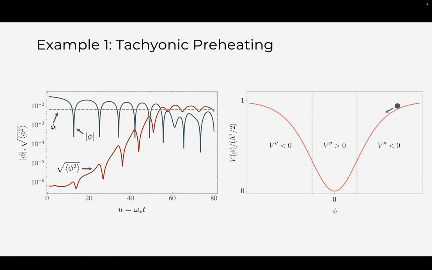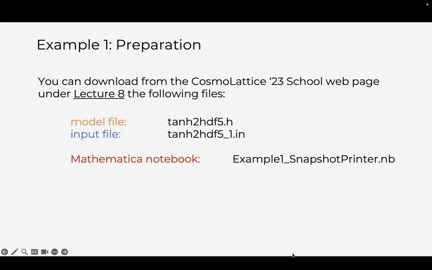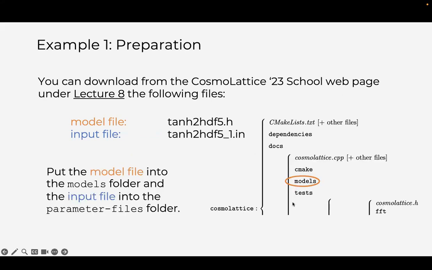In the beginning I also discussed this example for oscillons, which kick in later, but we only simulate this very first couple of time steps so that you can do it with limited resources. On the CosmoLattice school webpage, you find a couple of files. There are, I think, in total 6, but for this example you need 3. There is the model file, given here by tanesh2 hdf5.h, and then the input file, which is marked with the _1, right? And for evaluating your data, I prepared this example one snapshot printer Mathematica notebook, which you can use as well.